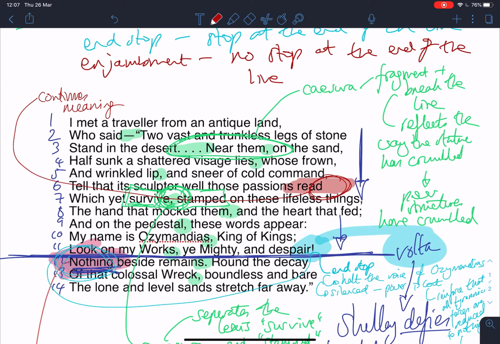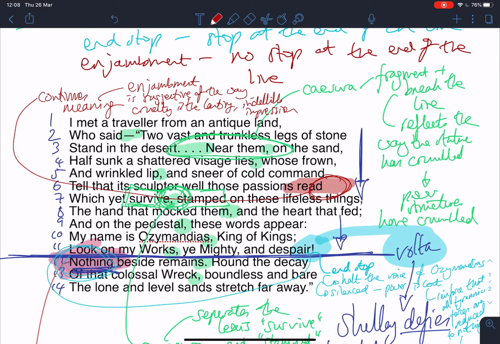So what's being continued here? Well, the sculptor worked out and was able to show the cruelty of Ozymandias, and those passions go on to survive. And that's interesting, that's the point that's happening here. So the enjambment is suggestive of the way the cruelty is the lasting, indelible impression.